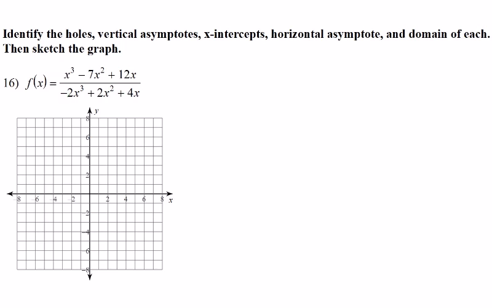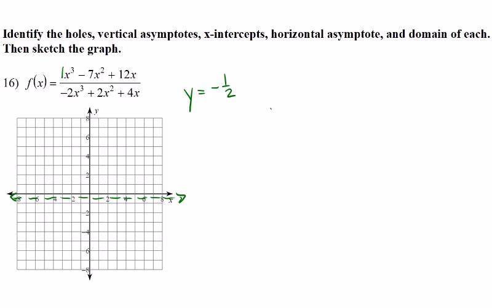And so here the leading coefficient is 1. In the denominator, the leading coefficient is -2. And so we're going to have a horizontal asymptote at -1/2, right? So it's just 1 divided by -2 is -1/2. And so that's going to be our horizontal asymptote. So y equals -1/2 is going to go through right there, right? Okay.